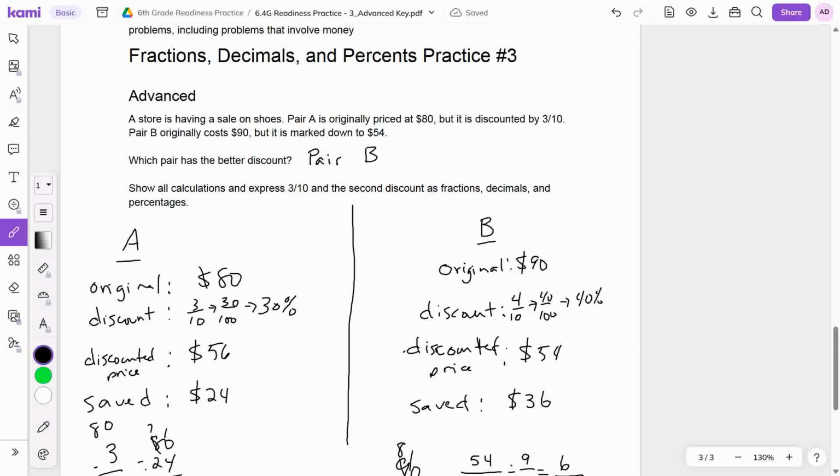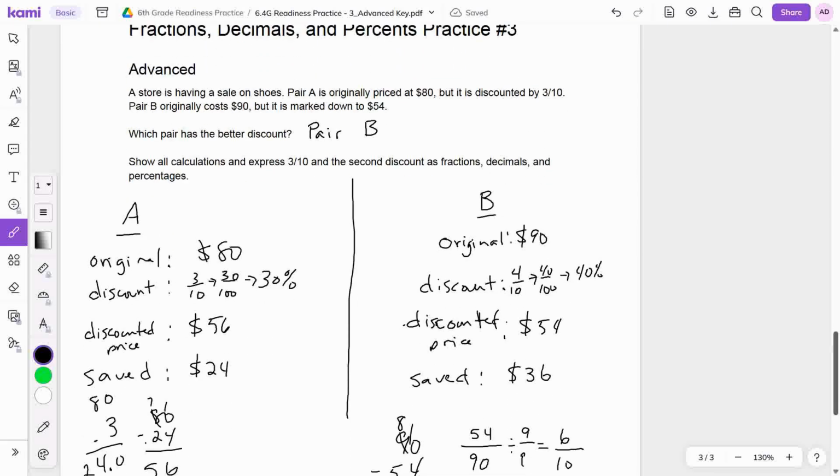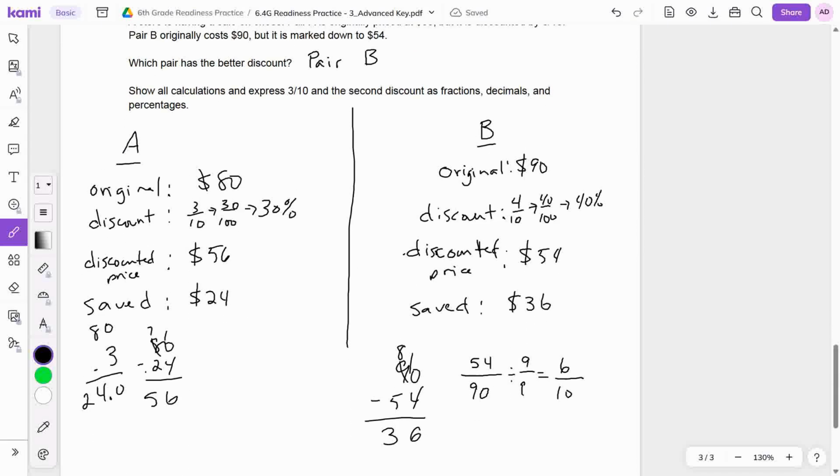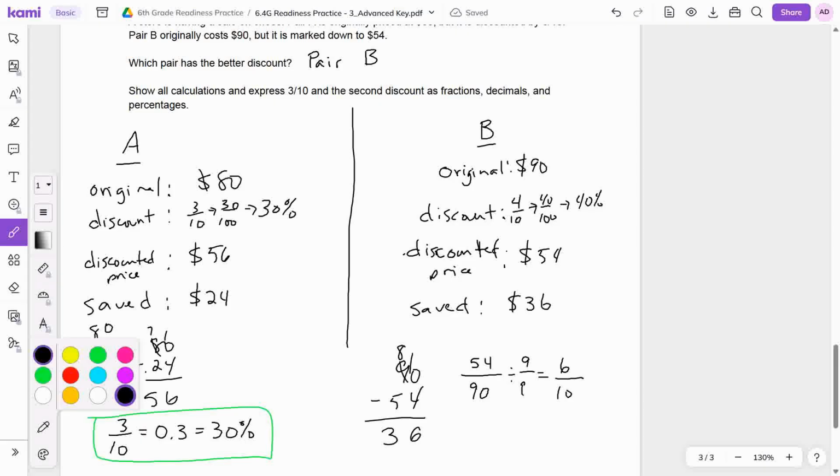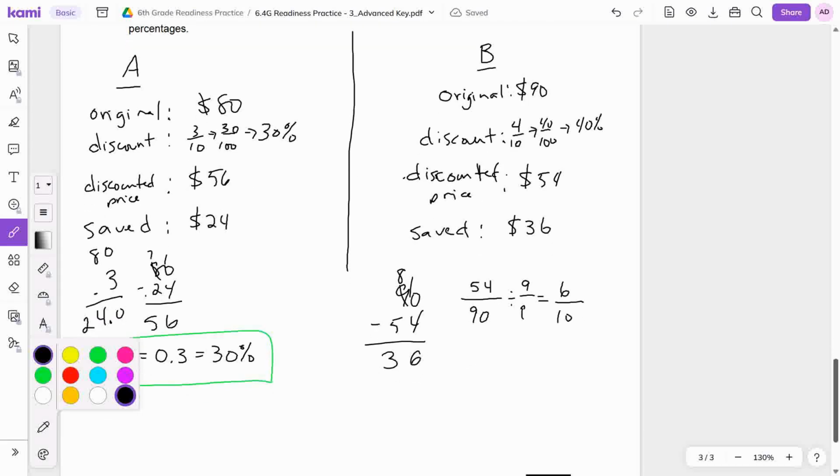And then let's show all calculations and express 3/10 and everything as fraction, decimal, and percent. Okay. So let's show my discount here. I'm going to do that down here. So 3/10, because I need to show it as a fraction, as a decimal, as a percent. We'll do this just so it's clear. And then let's do the same thing over here. It was 40%, so 4/10 equals 0.4 equals 40%.